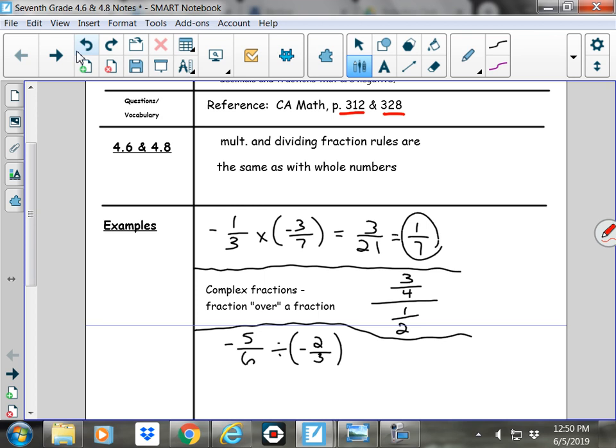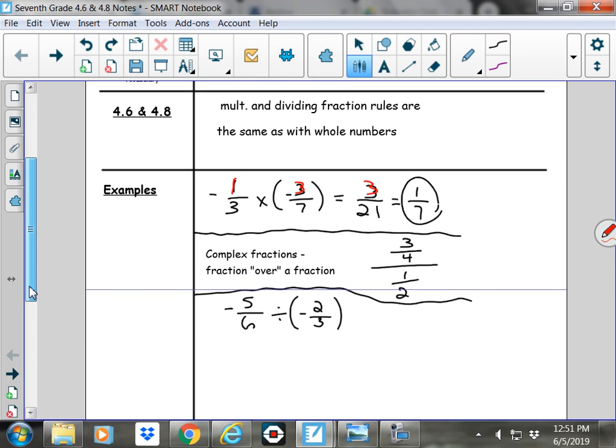So over here we have negative 1/3 times a negative 3/7. You can deal with the signs first, or you can deal with the numbers first, then come back to the signs. Doesn't matter. I like to take care of the numbers first. So 1 times 3 is 3, and negative times negative is a positive. Multiply straight across. 7 times 3 is 21. You simplify that down to 1/7. That's all there is to it. Okay, just like with whole numbers and negative signs.